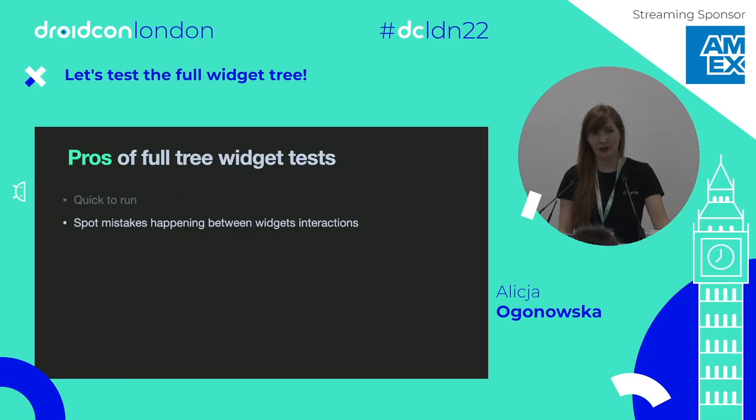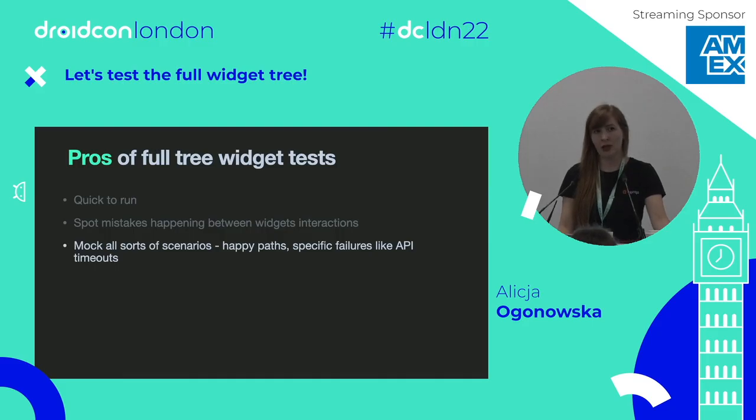You can also spot mistakes happening between widgets, because it's very nice to know that widget A and widget B are working correctly, but it's also super good to know that you are able to navigate from one to the other and go back, and that they cooperate as they should. And also, it's very easy to mock every kind of response, because you have whole control over the responses that your API would produce.